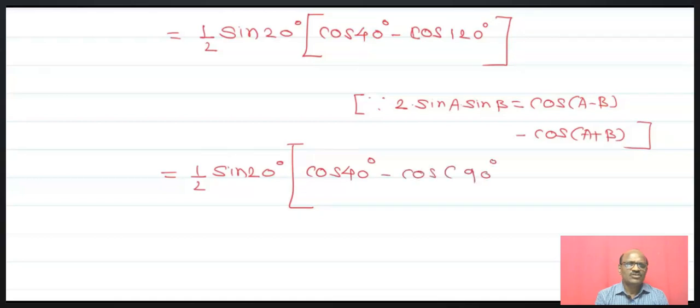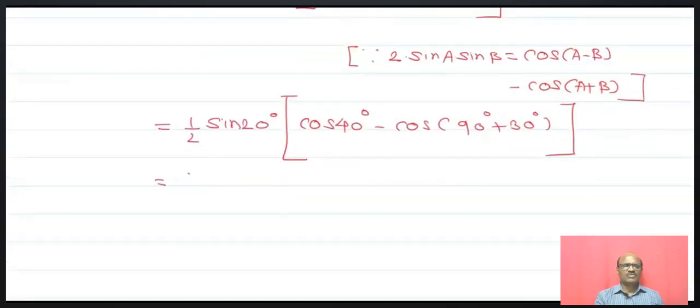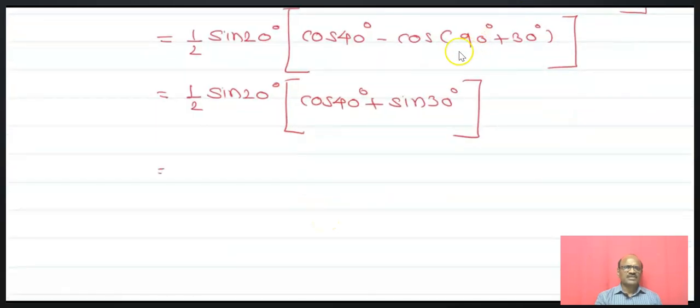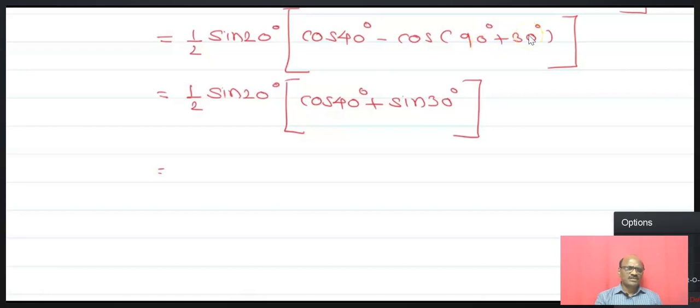That is cos 40, and cos of 120 can be written as cos of 90 plus 30. Whenever there is a 90 angle, that is pi by 2, the function cos comes in the second quadrant. That is cos of 90 plus theta, it comes in the second quadrant. In the second quadrant cos is negative, and this minus and this minus will become plus here. That is cos of 40 plus sin of 30. Now here we will apply the formula.